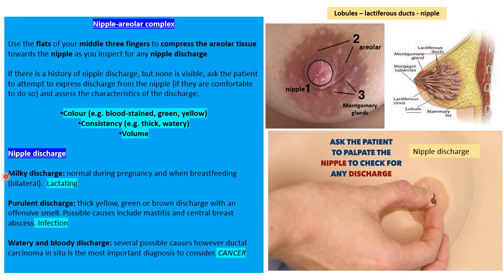It can be purulent, where pus is discharged. This is thick yellow, green or brown discharge with an offensive smell. The possible causes include mastitis and central breast abscess. So purulent discharge is usually a sign of infection. And for watery and bloody discharge, there are several possible causes. However, ductal carcinoma in situ is the most important diagnosis to consider. So, cancer. So from the nipple discharge, you may be able to tell whether it is normal lactation, infection, or cancer.